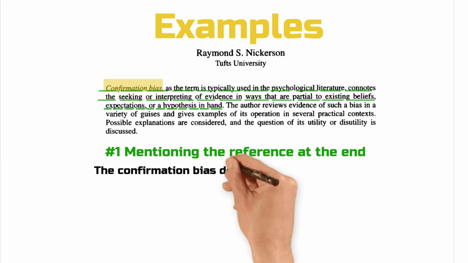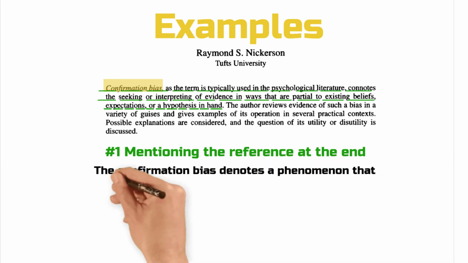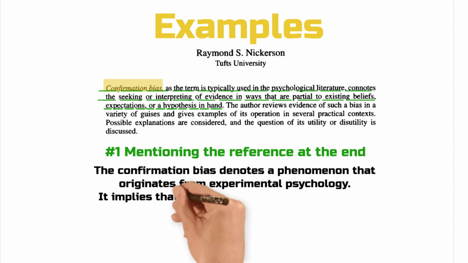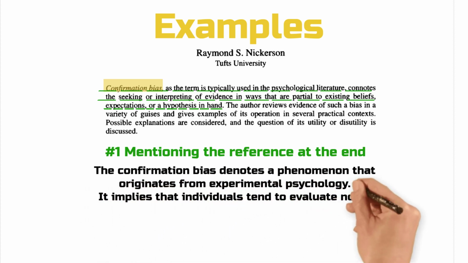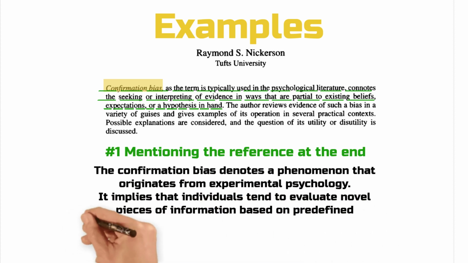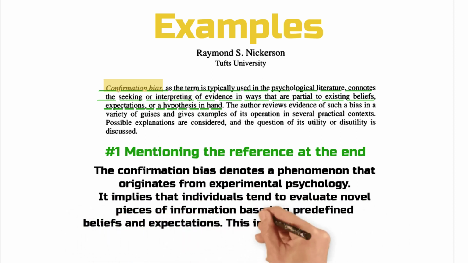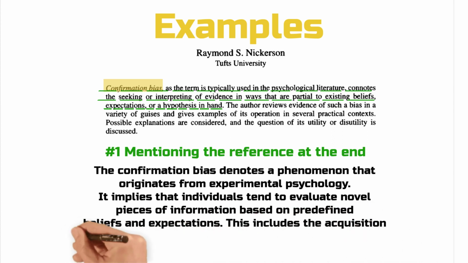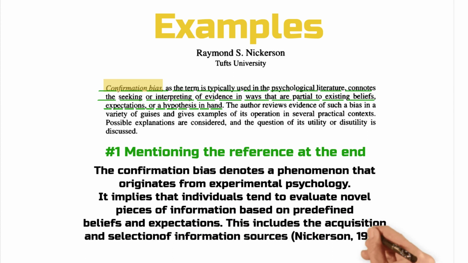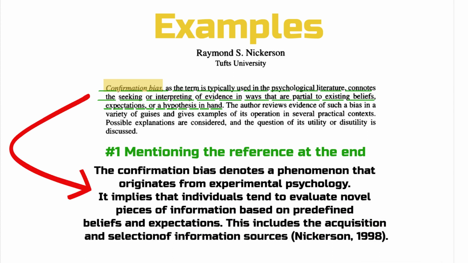The confirmation bias denotes a phenomenon that originates from experimental psychology. It implies that individuals tend to evaluate novel pieces of information based on predefined beliefs and expectations. This includes the acquisition and selection of information sources. Nickerson, 1998. Notice that I have intentionally changed the grammar and choice of words, but kept the meaning of the original text.